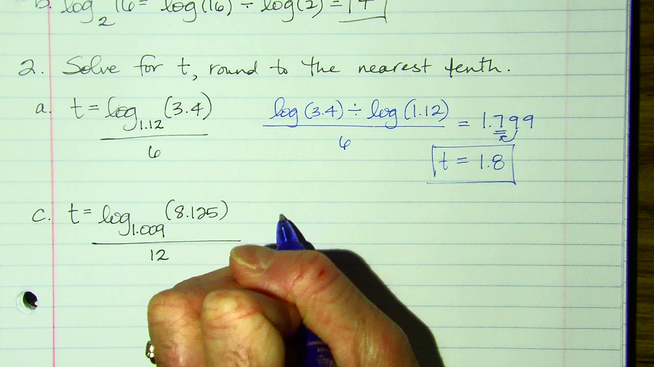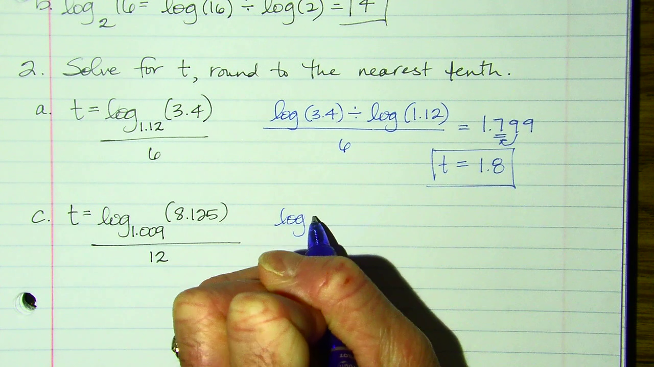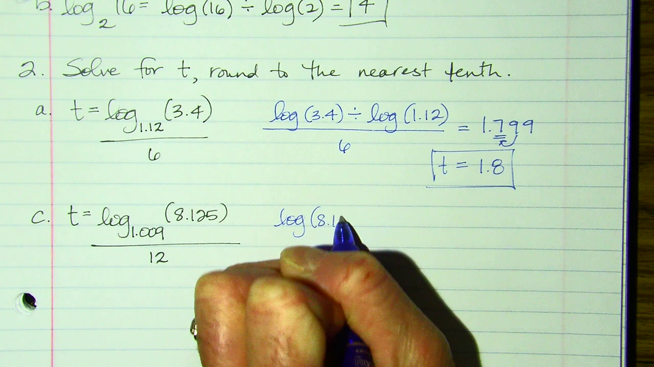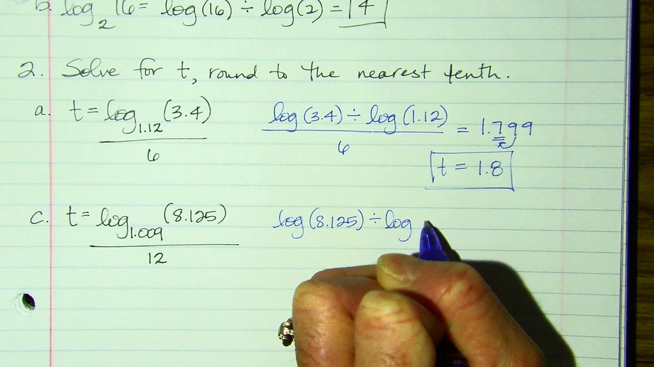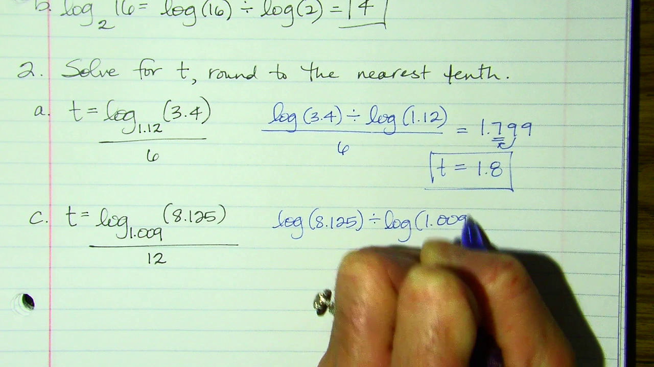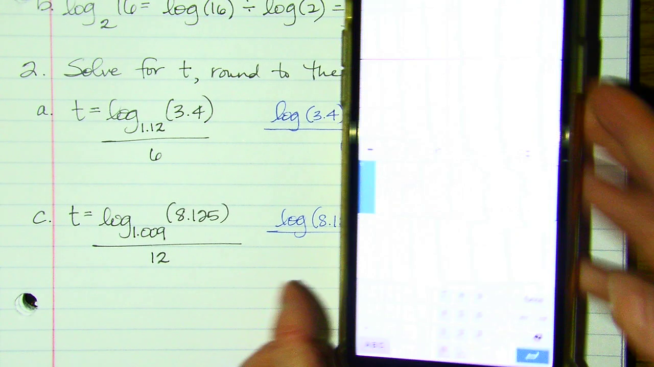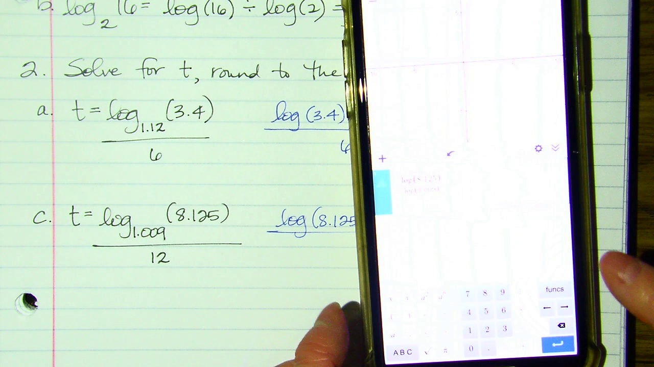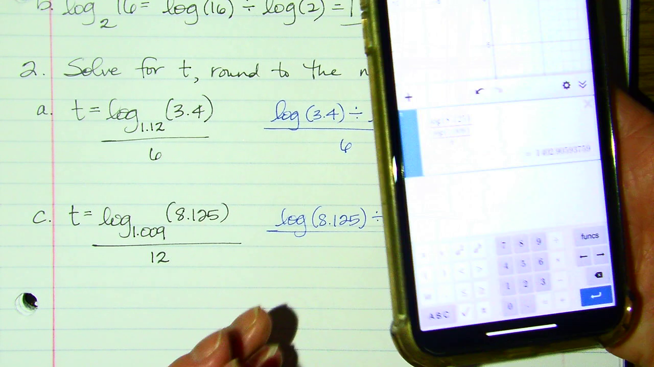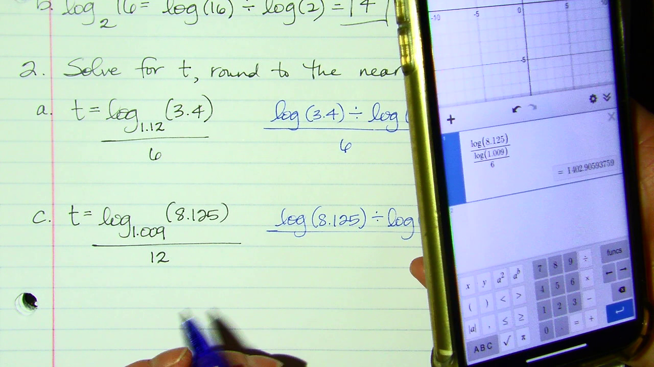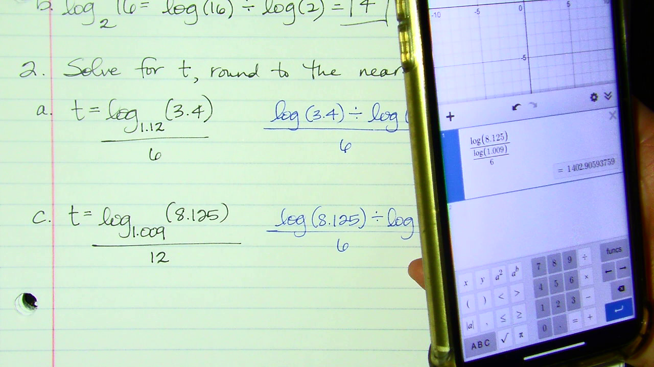If you don't have Desmos near you and you want to use your phone, phones are even worse. That's why I asked you to buy a calculator. So log of this decimal divided by log of this one. So hit that on my calculator. And then I would divide by 6. And notice it gave me a nice answer. So this is Desmos. It just creates a glare. So that's how I would enter it in Desmos.